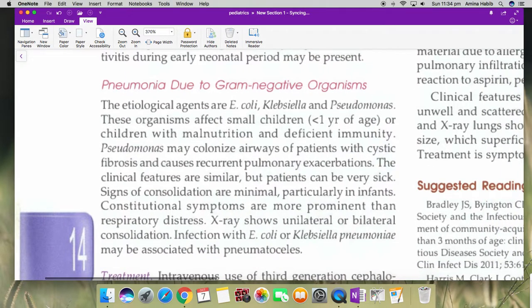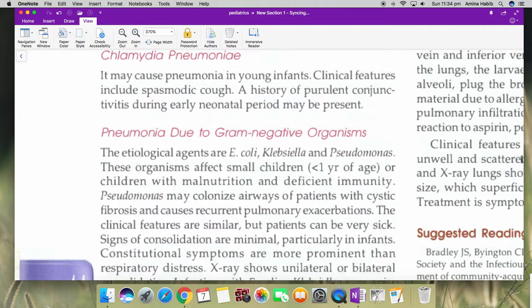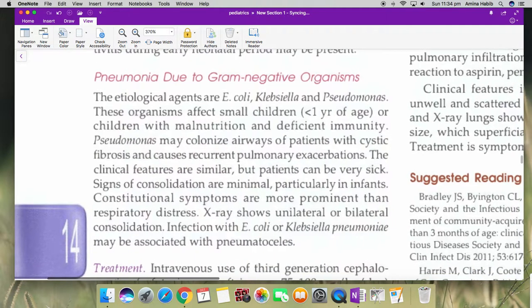Now we will discuss Chlamydia. Clinical features include spasmodic cough, and it may be seen in young infants, that is, in the early neonatal period. Sometimes conjunctivitis may be present.